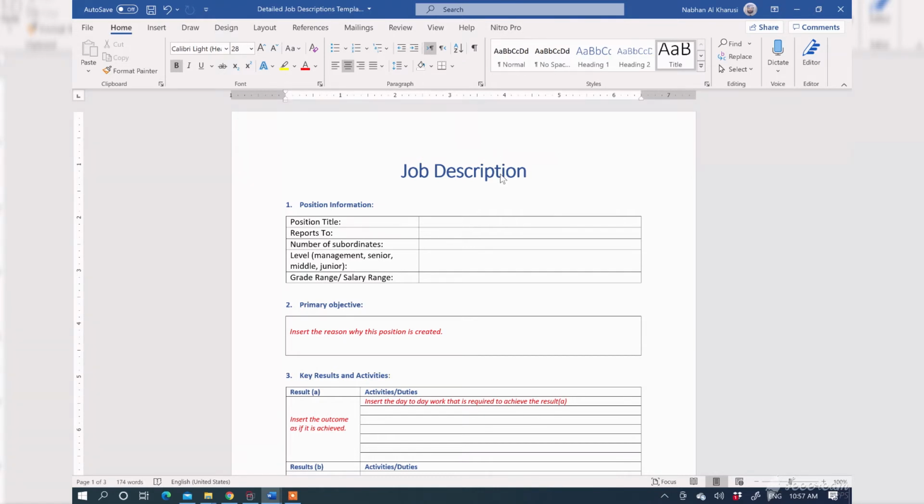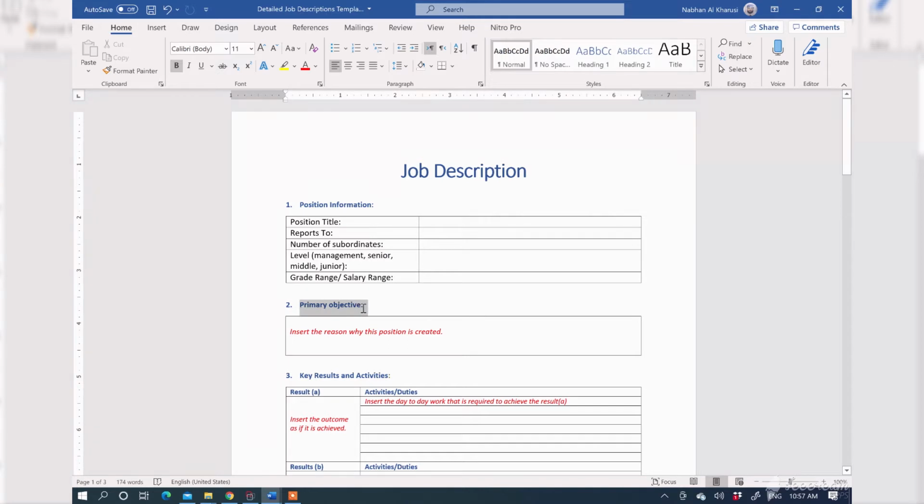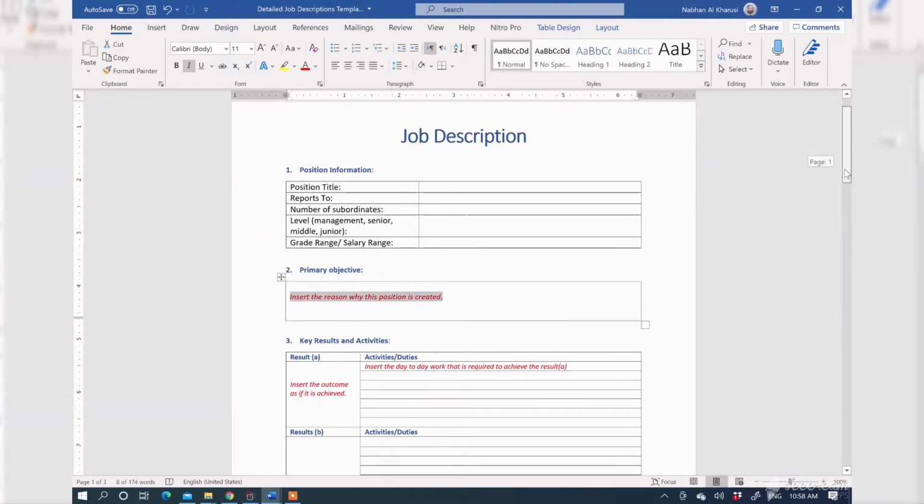And this template actually nails all the expectations from this job, right? So what are these 9 elements all about? Starting with the position information, basically all the related details about the job. And the second element is about the primary objective. You ask yourself why this job is created, what is the big picture, why we desperately need such a job to be there in our company or organization.